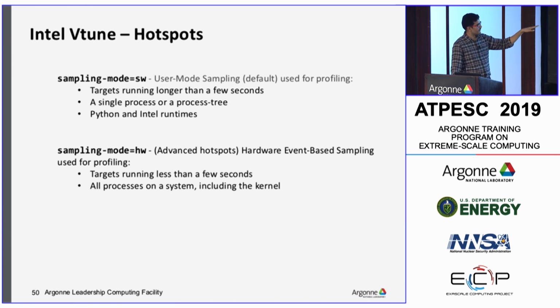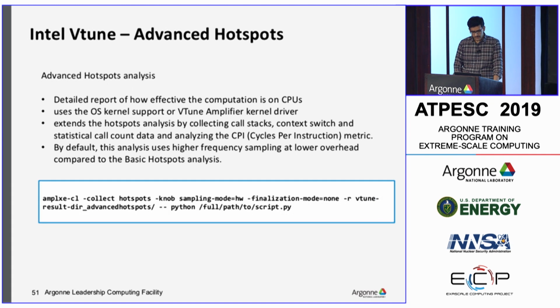As I said earlier, advanced hotspots is integrated into hotspots, where you have to pass the sampling mode as hardware. This will profile all processes, so it's a more detailed and high level profile. You get lots of data from that. Advanced hotspots also keeps track of the call stacks, the context switches, and cycles per instruction for all of them. It relies on the kernel driver, the VTune Amplifier kernel driver.